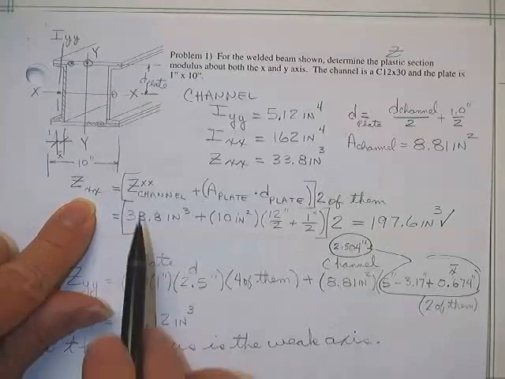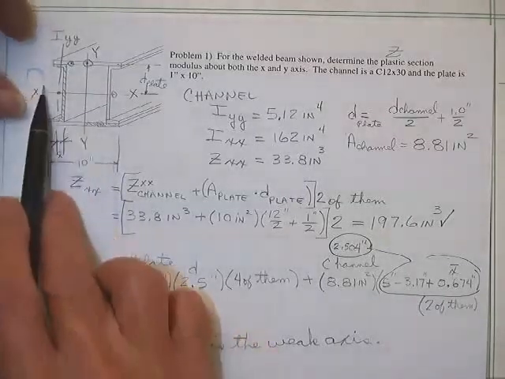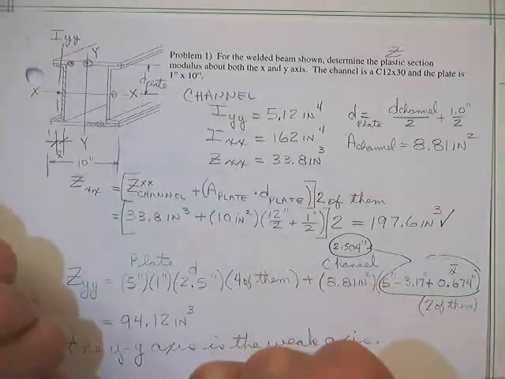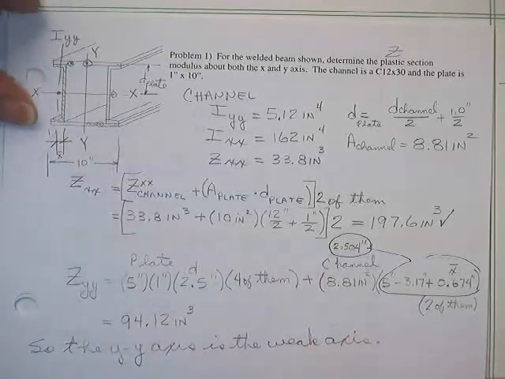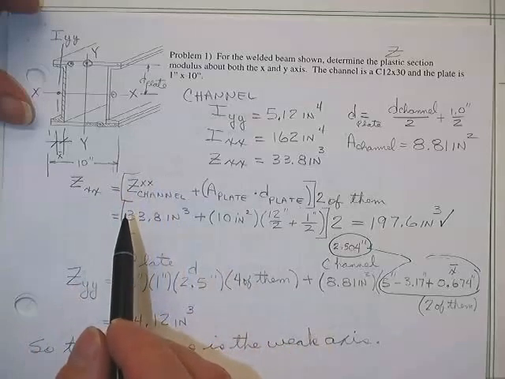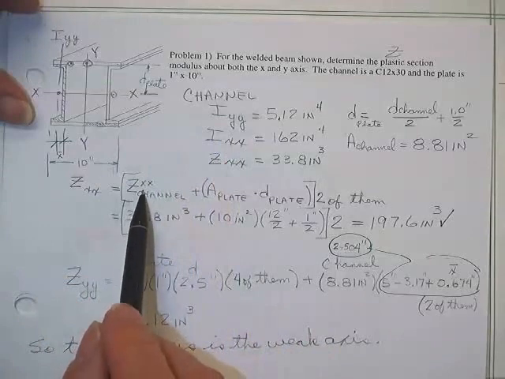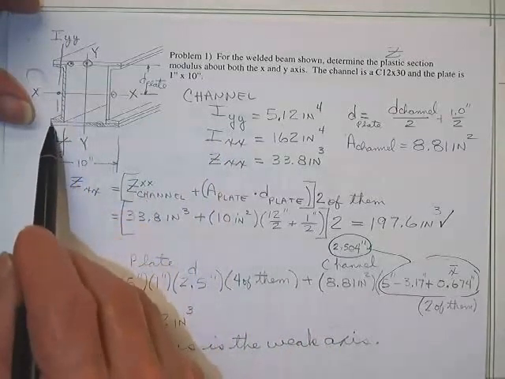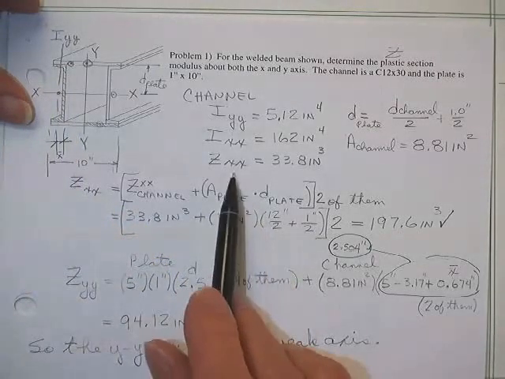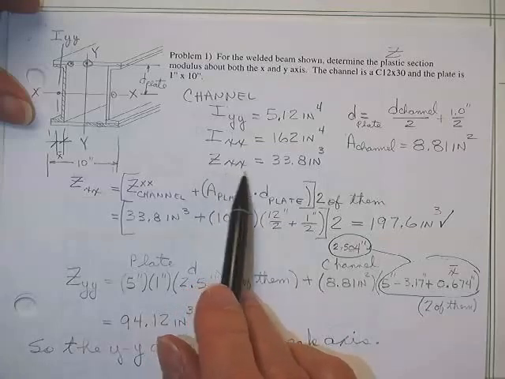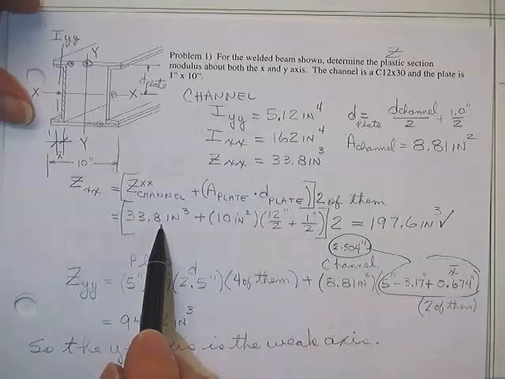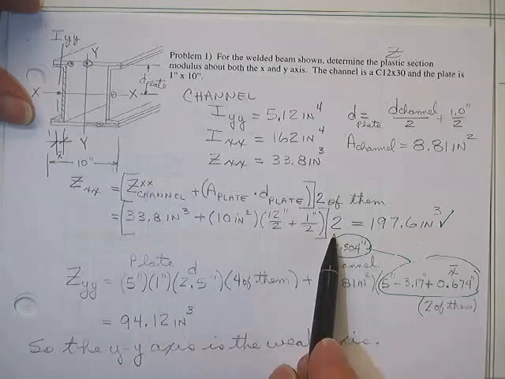Z sub xx, number one, about the xx axis. The xx axis, due to symmetry, obviously splits the part into two equal pieces. So that is not only the elastic neutral axis, but the plastic neutral axis. Then it was my job to go find, for example, the section modulus of a channel about its strong axis. And I said, I think that's already in the book. And I looked up here and I said, sure enough, there Z sub xx is for the channel. So I just wrote that down. There's only one of them, so it's going to have to be multiplied by two later on, because there's two of them.